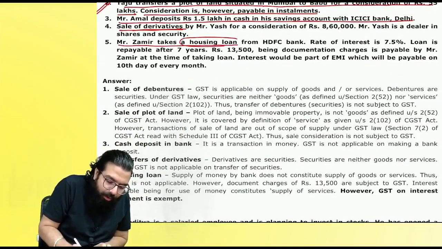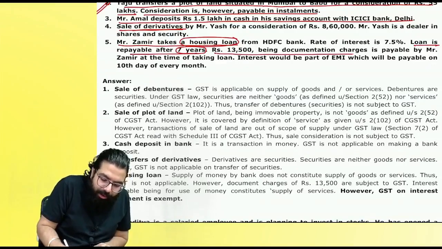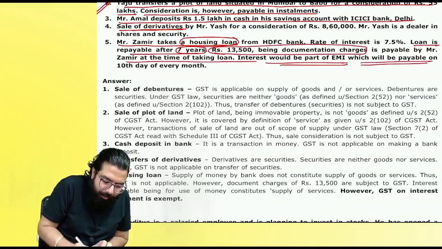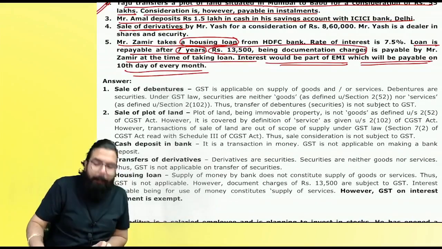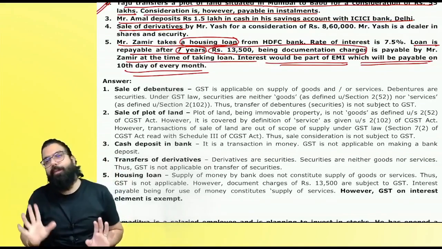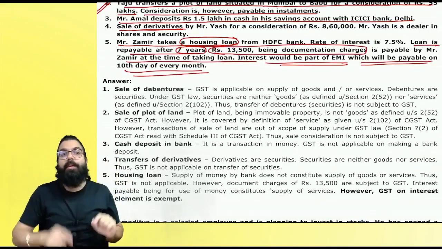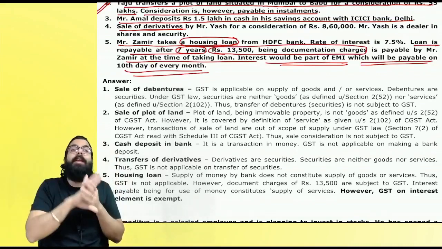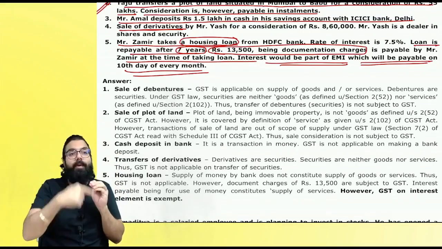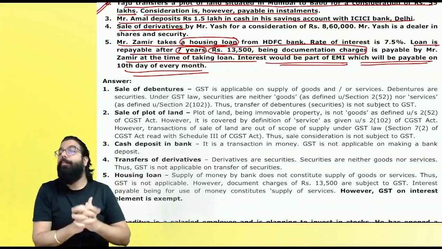Next. Mr. Zamir takes a housing loan. The loan is repayable in 7 years. 13,500 documentation charges are taken by the bank. Interest will be payable as part of EMI. My question is, the bank gave you a loan of 10 lakh rupees, for example. Is 10 lakh rupees goods or service? Neither goods nor service. But the bank allowed you to use the money, so there it is a service for which you are paying interest.